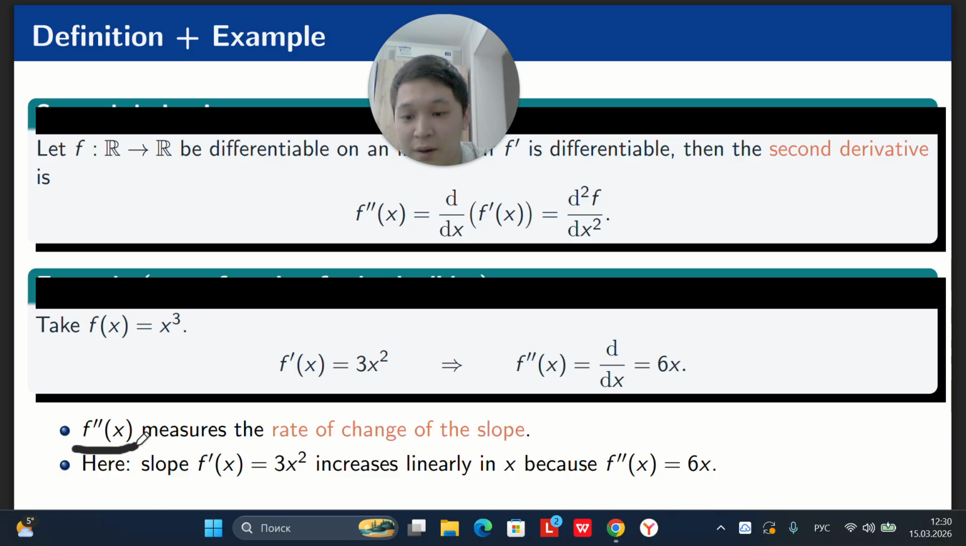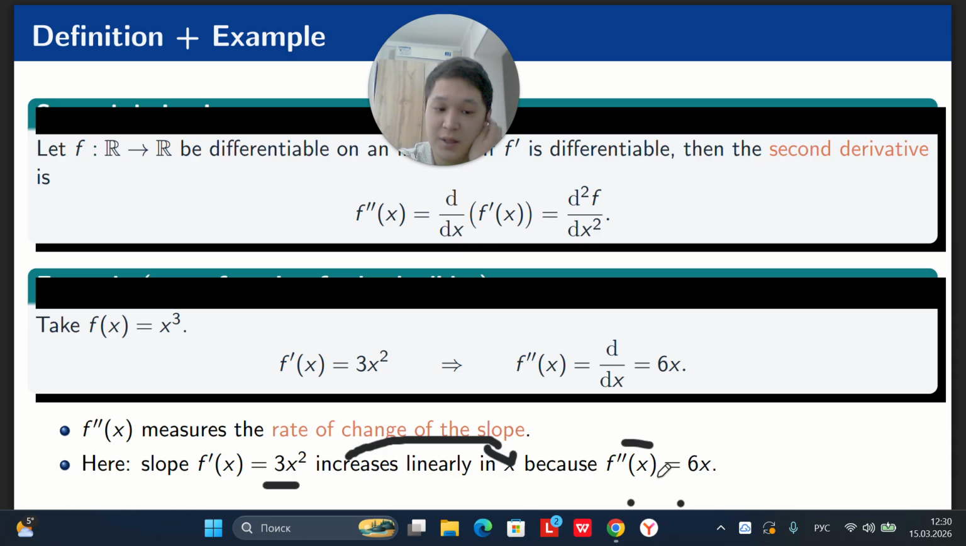So the second derivative of f of x measures the rate of change of the slope. Here the slope f prime of x is equal to 3x squared, and it increases linearly in x because f double prime of x is 6x.